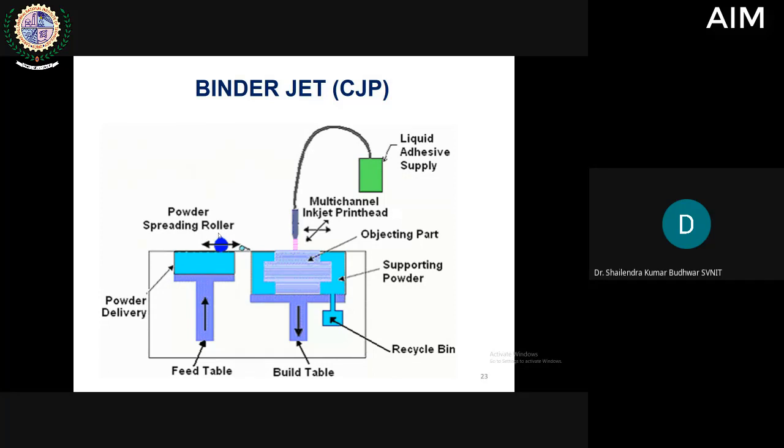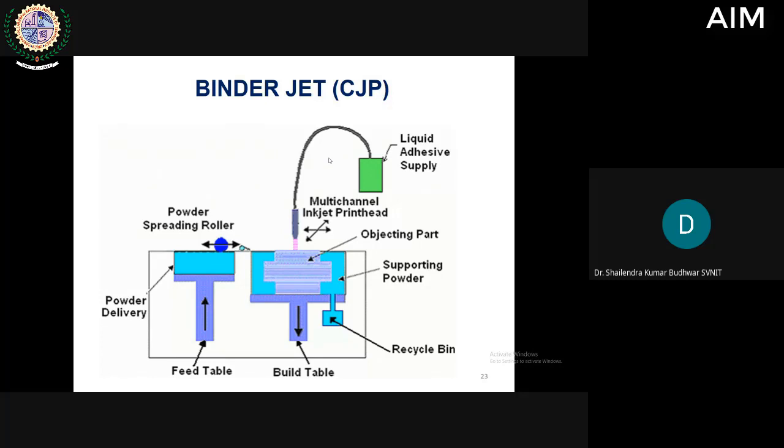The size of each drop of the adhesive is very small. It may be 80 microns in diameter, so that we can get good resolution. When one layer is complete, the build platform moves downward and the blade recoats the surface. This process then repeats until the whole part is completed. Then after printing, the part is encapsulated in the powder bed and left to cure and gain strength.